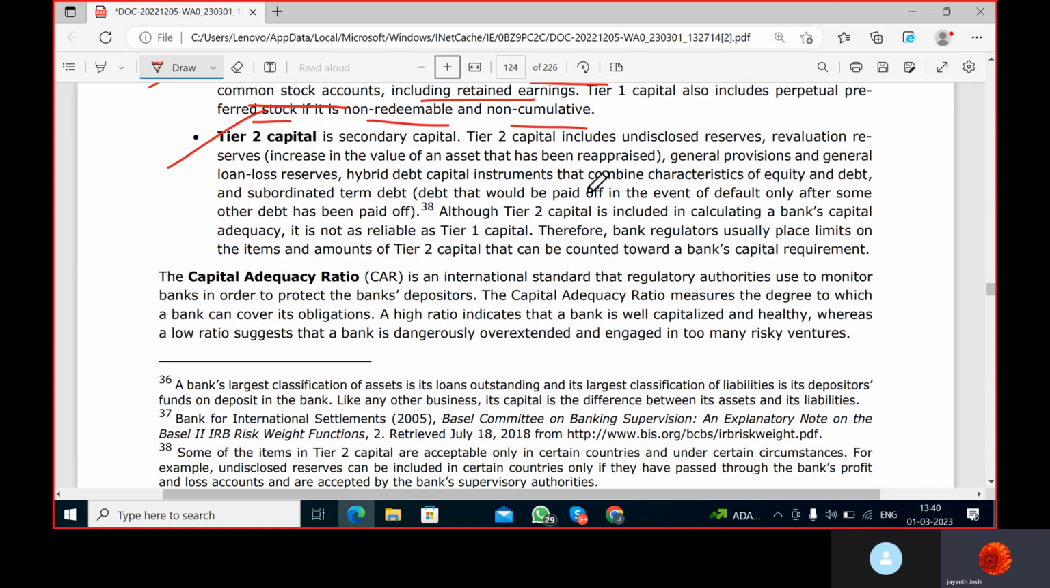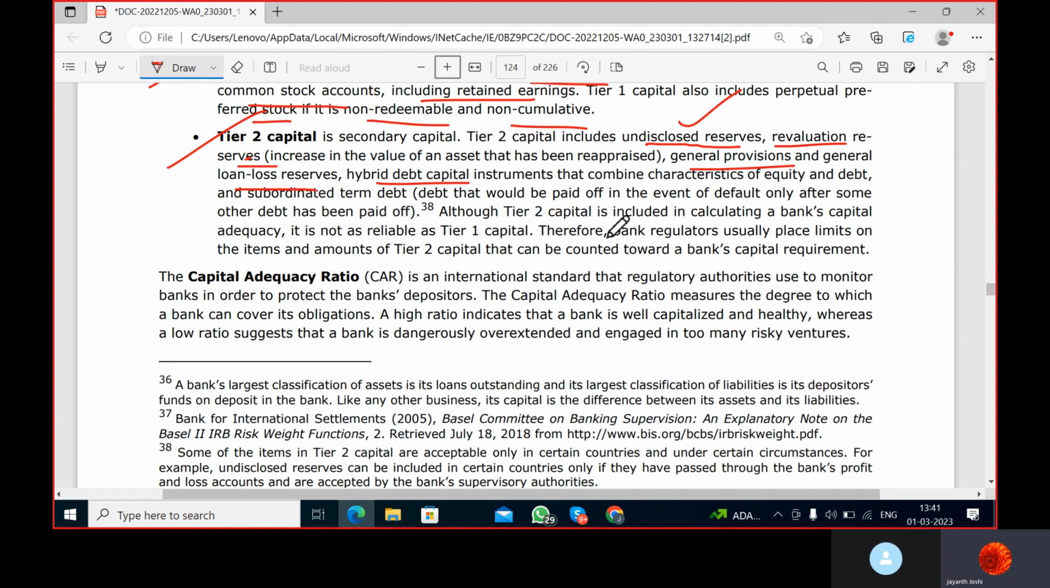Then Tier 2 is nothing but the other ones, like undisclosed reserves. What kind of reserve it is, they don't say. Revaluation reserves, general provisions, general loan loss reserves, hybrid debt capital instruments. They are speaking about debt also right now, correct? So debt comes under Tier 2, apart from all these reserves which I have mentioned.